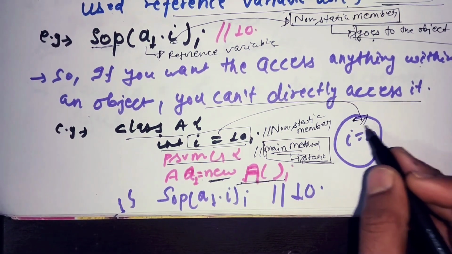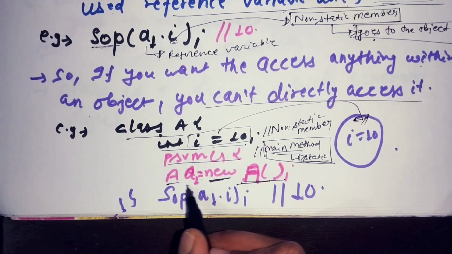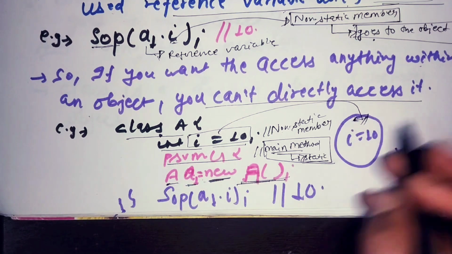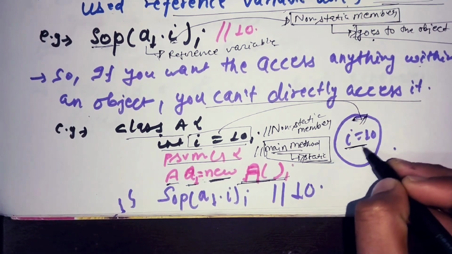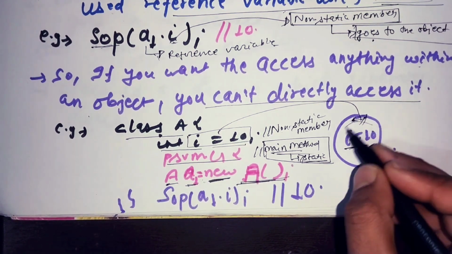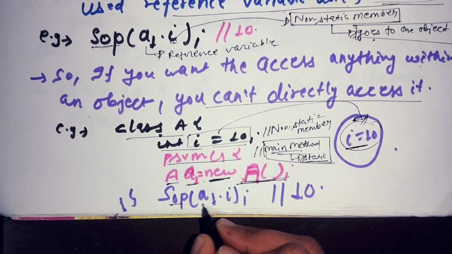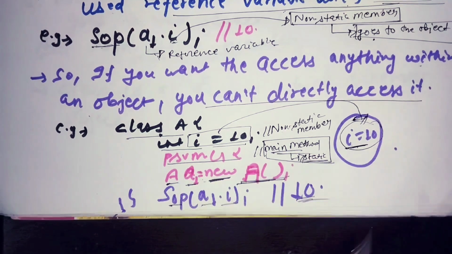And this is variable. Here I created a reference variable A1 is equal to new A. So this is non-static member present in the object. How we can access? Using reference variable dot member name, SOP A1 dot i. So output will be 10.